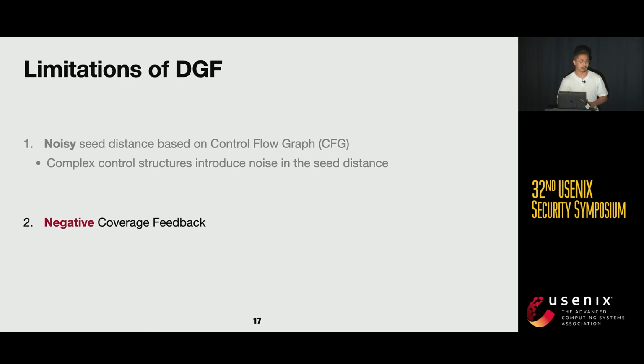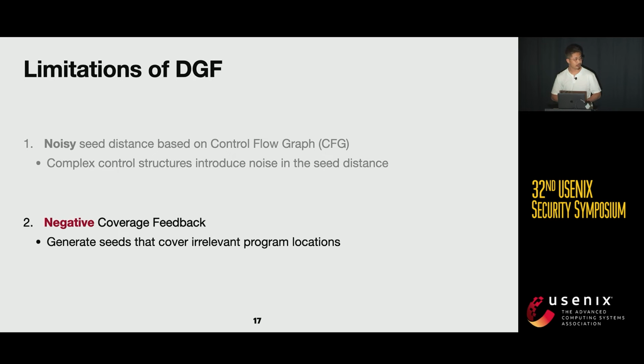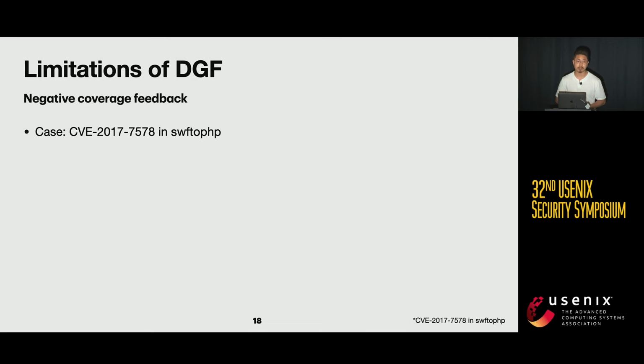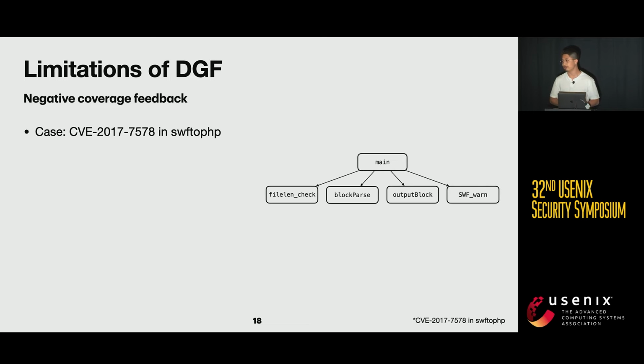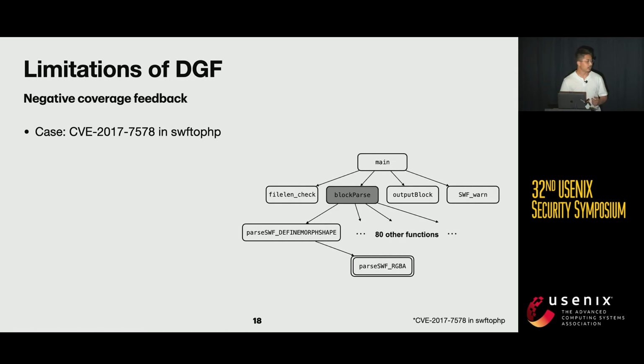Here's the second limitation, the negative coverage feedback, which can happen when the fuzzer generates seeds that cover irrelevant program locations. Let's revisit the previous example, but this time let's look at the call graph, starting from the main function. The main function calls 4 different functions, and one of them, the function block parse, can call the function that eventually reaches the target location. However, the pitfall here is that block parse can call 80 other different functions that are irrelevant to the target location. Let me show you how this can impact our seed pool.